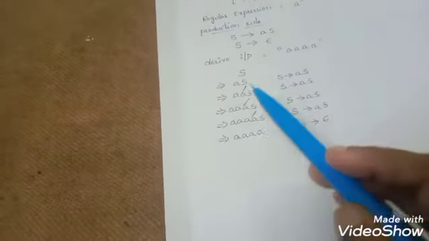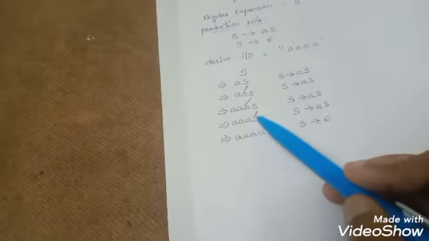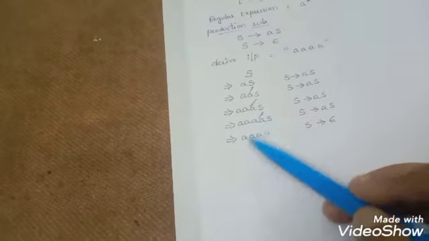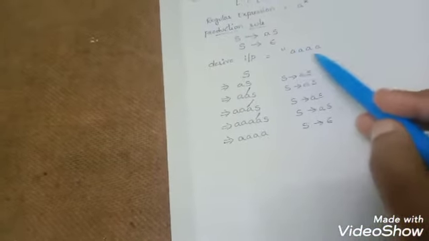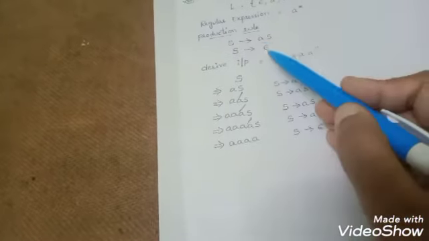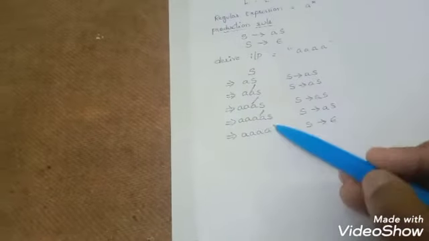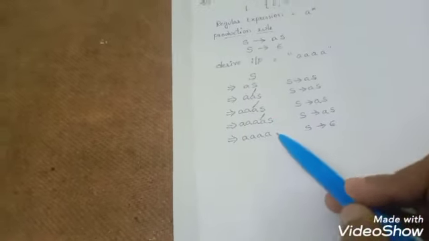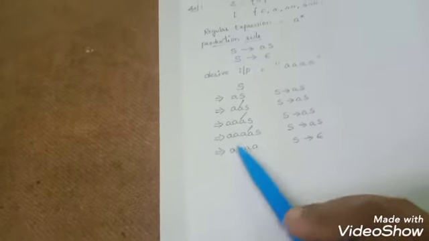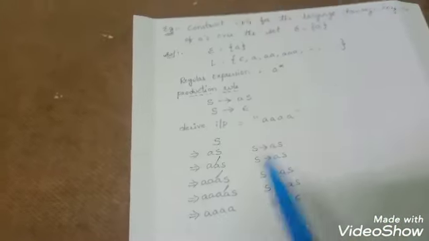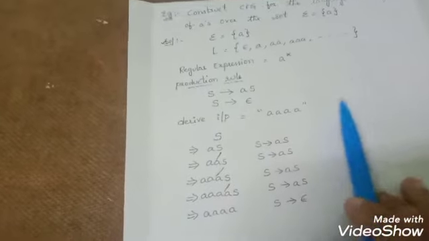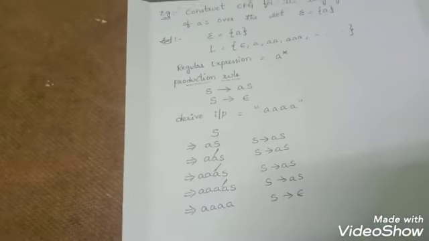We need to derive until we get our input string. Now we got four A's, and our input string also consists of four A's. So now we can take S produces epsilon, because of the empty string. So our input string has been reached here. In this way, you need to construct the context free grammar for the given input language.